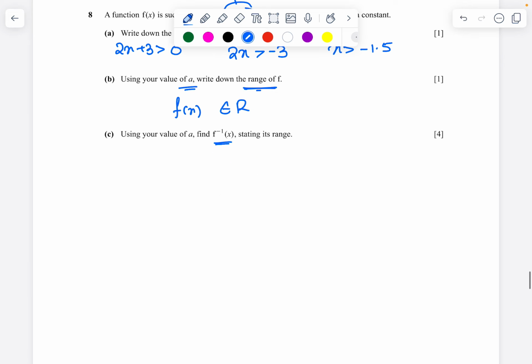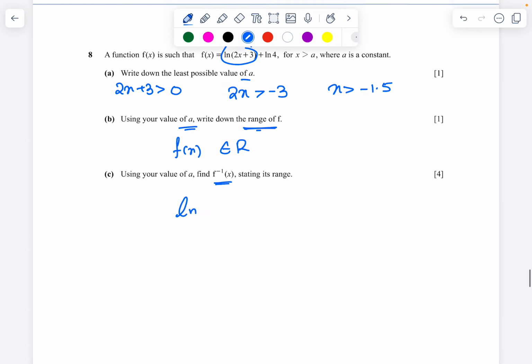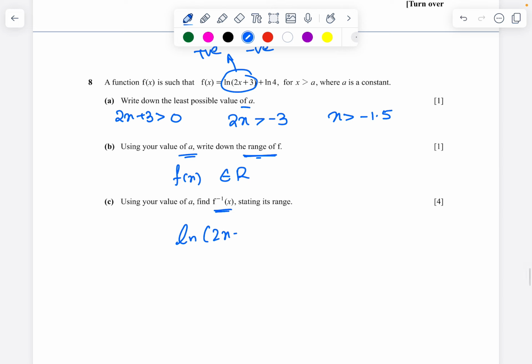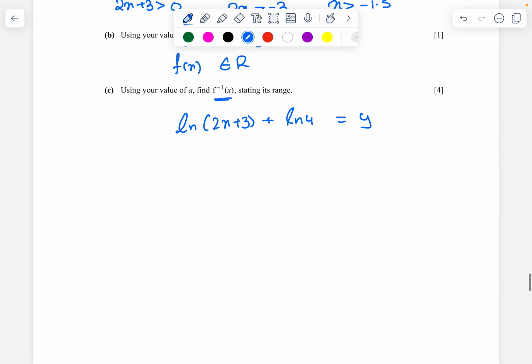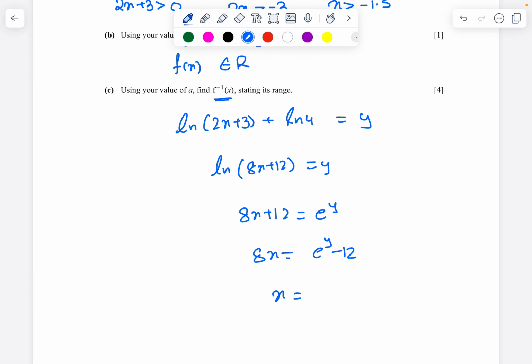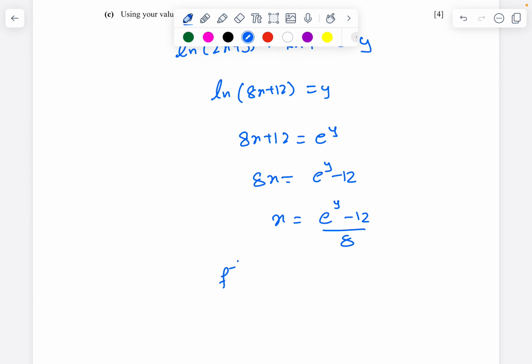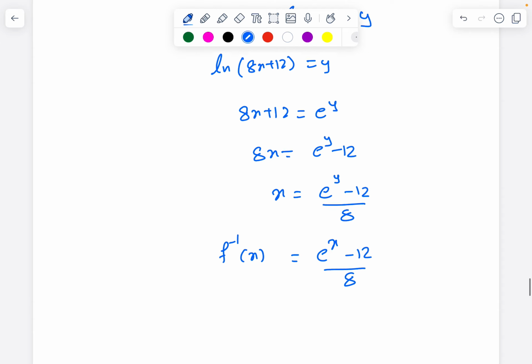Using this value of a, find f inverse of x. So ln of (2x plus 3) plus ln 4 equals y. So it becomes ln of (8x plus 12) equals y. So 8x plus 12 equals e power y. 8x equals e power y minus 12. x equals (e power y minus 12) divided by 8. So what will be f inverse of x? It will be (e power x minus 12) divided by 8.